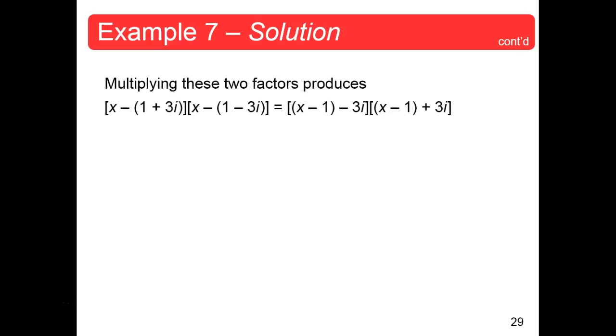And they choose a strange way of doing it, but it's perfectly correct. They notice here that this is an x minus 1 plus a 3i and x minus 1 minus a 3i. So what they do, now you have to be careful with that. To me, their technique is fraught with danger, okay?